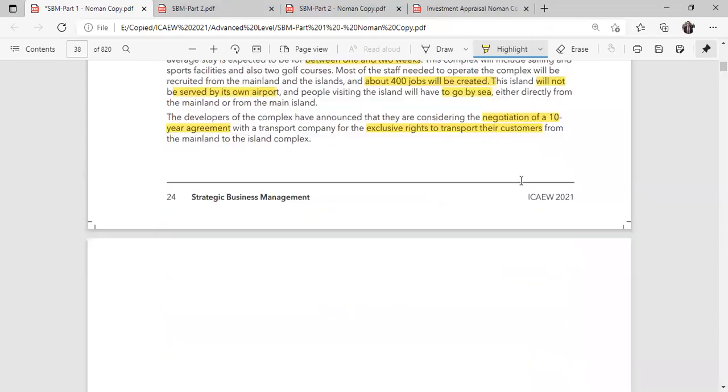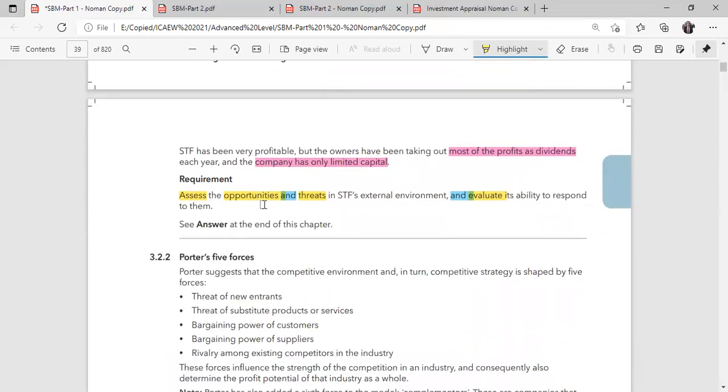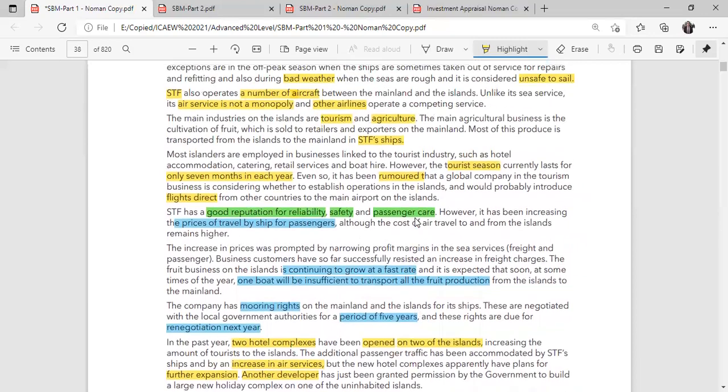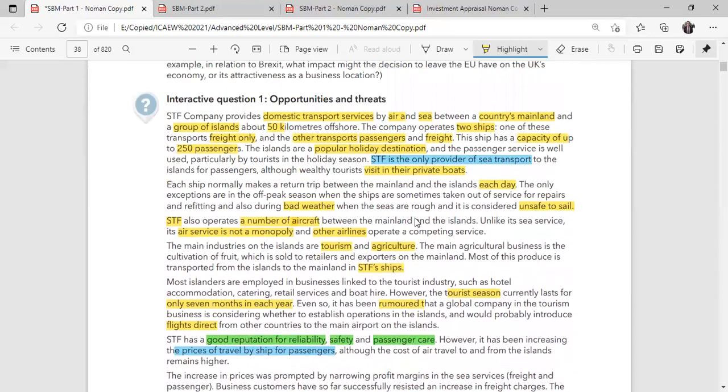Now we can read out our requirement again. Assess the opportunities and threats in SCF's external environment, and evaluate its ability to respond to them. This was the requirement. We completed our discussion and our scenario reading.